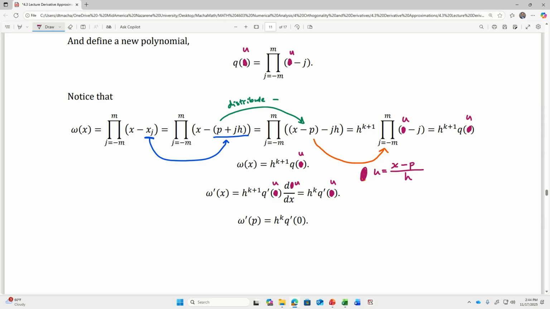All right, so this is my omega. It's omega of x is equal to h to the power k plus 1 q of u. And when I want to take the derivative of omega and get omega prime of x, this is just the derivative chain rule. H to the power k plus 1 remains the same, then I take q prime of u, and then the derivative chain rule says I also have to multiply times the derivative of u with respect to x. So I multiply by the derivative of u with respect to x, and I get, well, what is the derivative of u with respect to x?